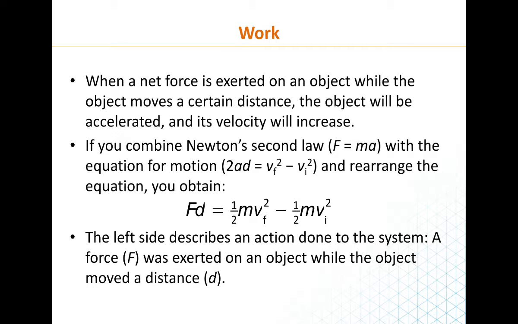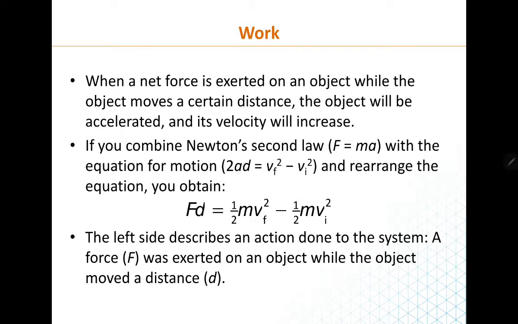The first subject that we have in this lesson is work. When a net force is exerted on an object while the object moves a certain distance, the object will be accelerated and its velocity will increase. If you combine Newton's second law, F equals ma, with the equation for motion, 2ad equals v final squared minus v initial squared, and rearrange the equation, you obtain Fd equals half mv final squared minus half mv initial squared.